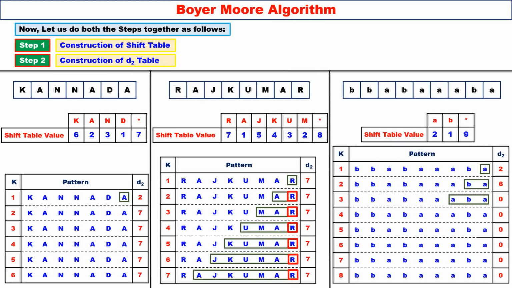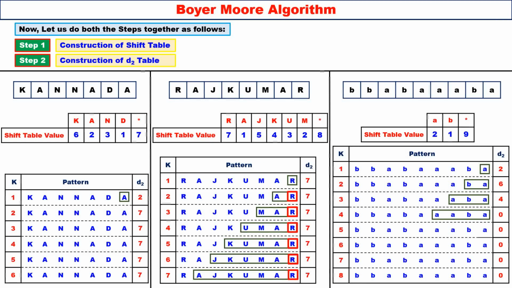Search for ABA from the right. Yes, it is found. Check the preceding characters. They are different. Therefore, 1, 2, 3, 4. Yes. AABA. No, it is not found. This also is not found. Not found. Not found. Not found. So step 1 is over. Now let us come to step 2.